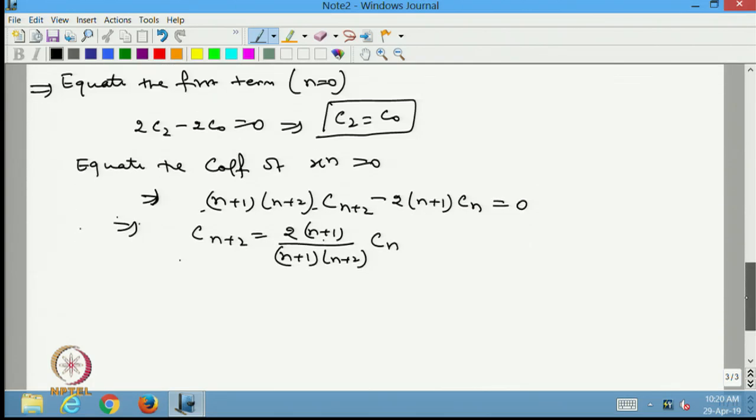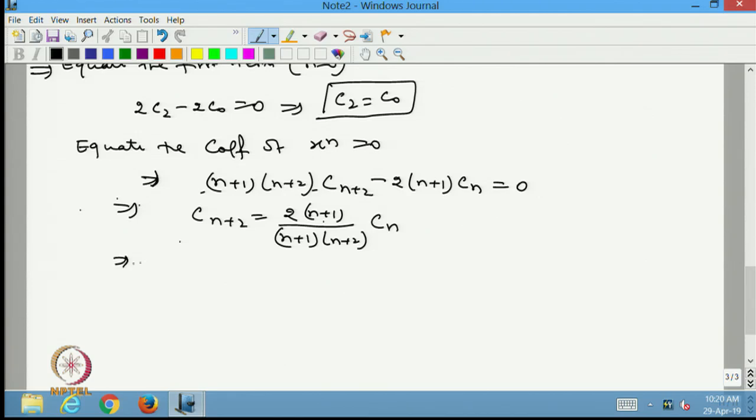So, from here further I can write it, so this will cancel out. So, I will get C n plus 2 is equal to 2 divided by n plus 2 times Cn, where n is starting from 1. So, that is n greater than or equal to 1.